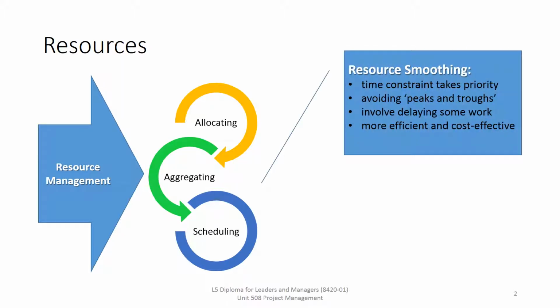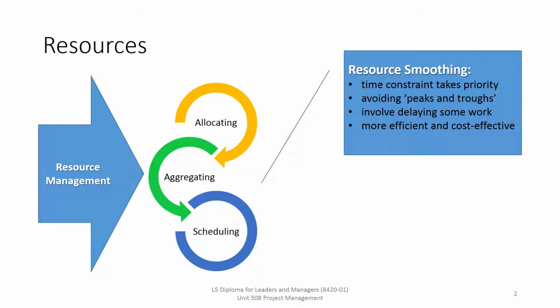Resource smoothing is used when time constraints are the priority. The objective is to complete the work by the required date. So whilst trying to avoid peaks and troughs in resource demand, a smoothed profile will inevitably involve delaying some work to let others carry on. So it needs to have flexibility in the schedule, and as long as it doesn't affect the critical path, then it can be used. The advantage is that it produces a more effective and cost-efficient use of resources.